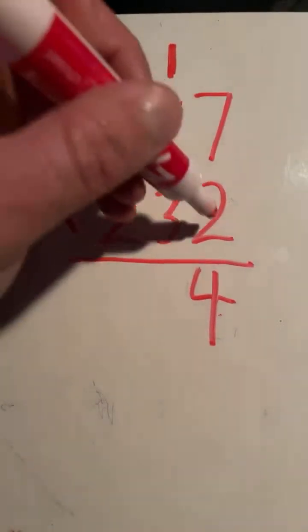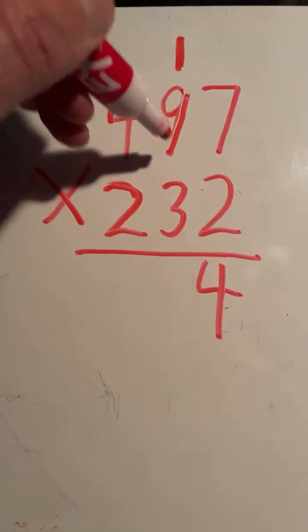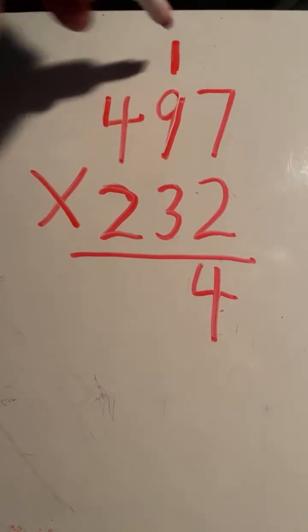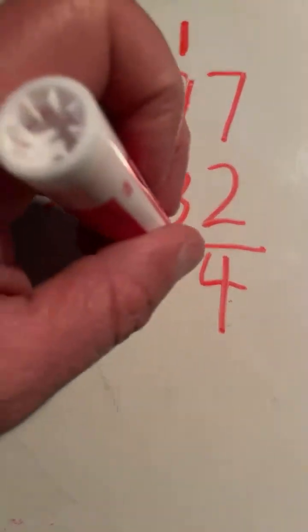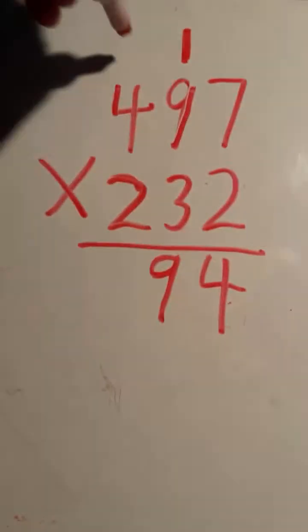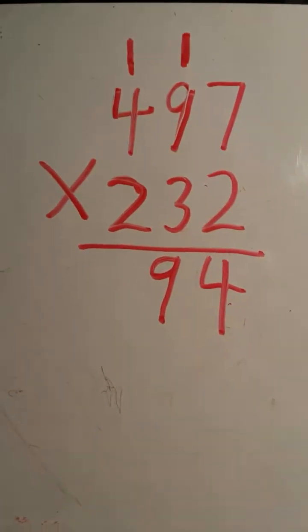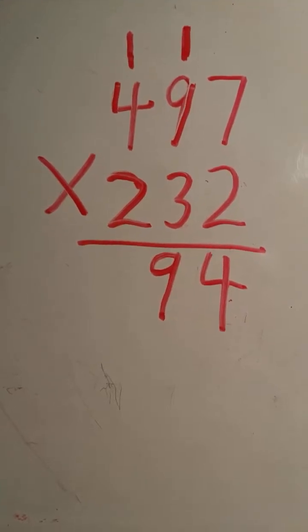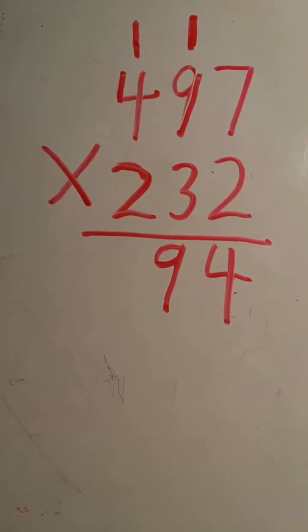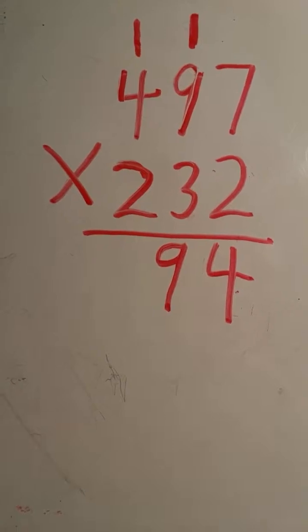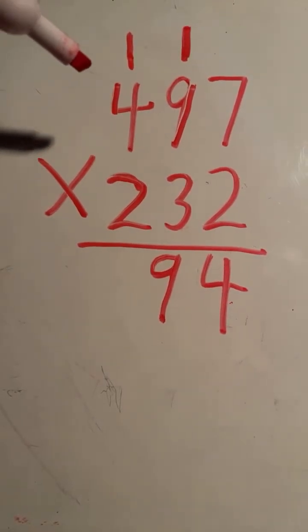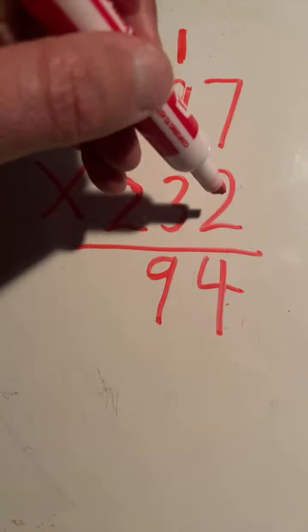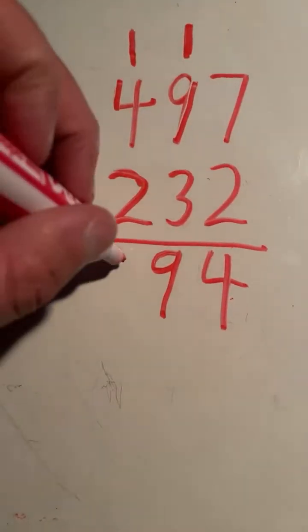Next, we multiply 9 times 2. 9 times 2 equals 18. 18 plus 1 equals 19. Again, we have to regroup. We regroup anytime the product is 10 or more. So the 9 in 19 is in the tens place. The 1 in 19 gets carried over to the hundreds place. Four times 2 equals 8, plus 1 equals 9.